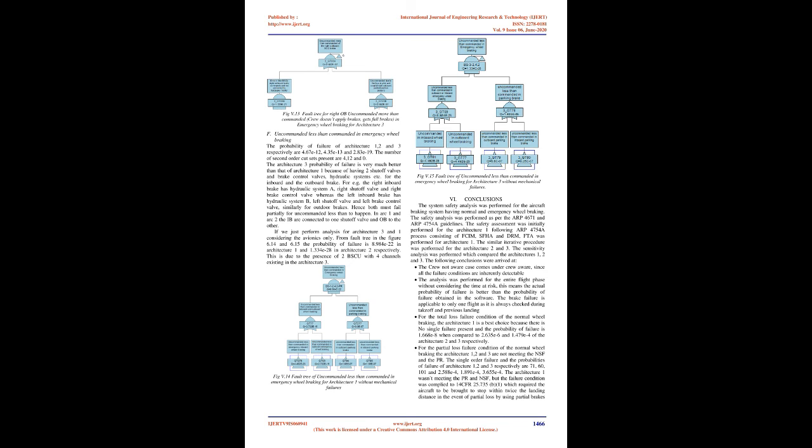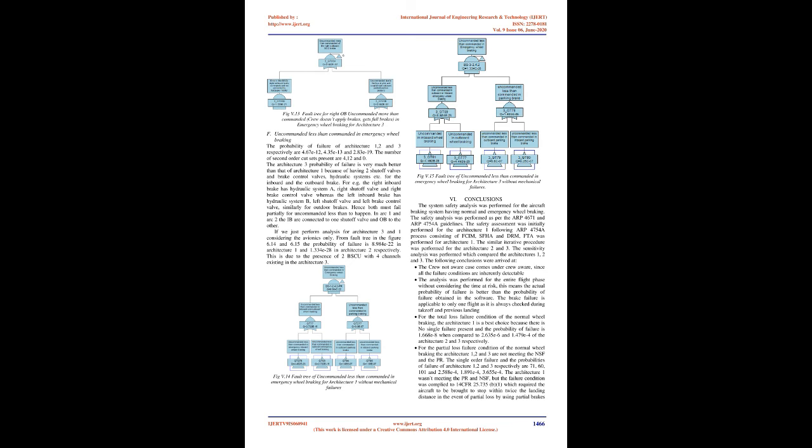F. Uncommanded less than commanded in emergency wheel braking. The probability of failure of architecture 1, 2 and 3 respectively are 4.67 E12, 4.35 E13 and 2.83 E19. The number of second-order cut sets present are 4, 12 and 0. The architecture 3 probability of failure is very much better than that of architecture 1 because of having 2 shut-off valves and brake control valves.